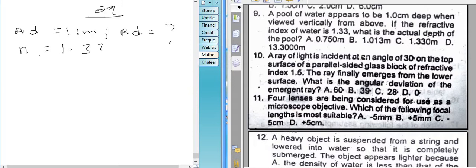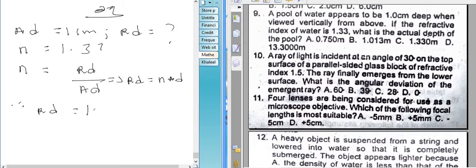So now we apply the formula that says the refractive index is equal to the real depth all over the apparent depth. We are looking for the real depth, so we can cross multiply. The real depth is equal to the refractive index times the apparent depth. So therefore, we substitute our values. The real depth is equal to 1.33 centimeter, which is option C. So option C is the answer.